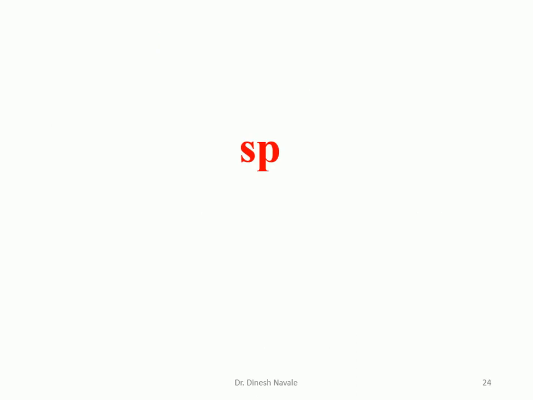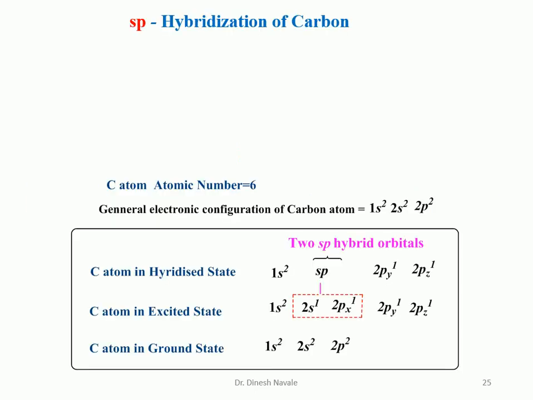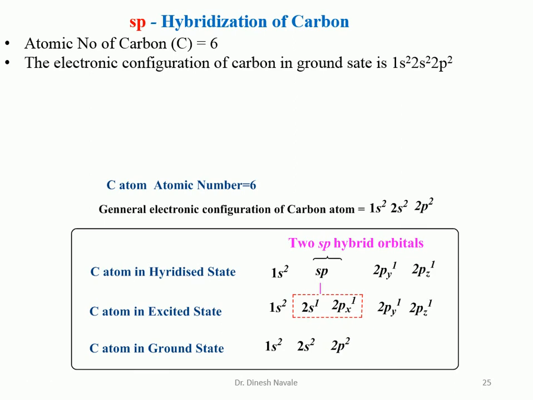So in sp hybridization, we are going to discuss how the sp hybridization of the carbon atom gives the formation of bonds. So the carbon atom has atomic number 6. The general electronic configuration of the carbon atom is 1s2, 2s2, 2p2. This is also the ground state electronic configuration of the carbon atom, 1s2, 2s2, 2p2.